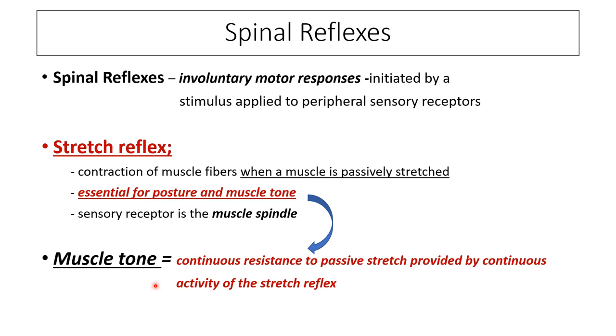So you have to know the definition. Muscle tone refers to the state of a muscle when it's at rest. There's a tone to it, and it's due to the continuous resistance to passive stretch of the muscle fibers provided by the continuous activity of the stretch reflex.